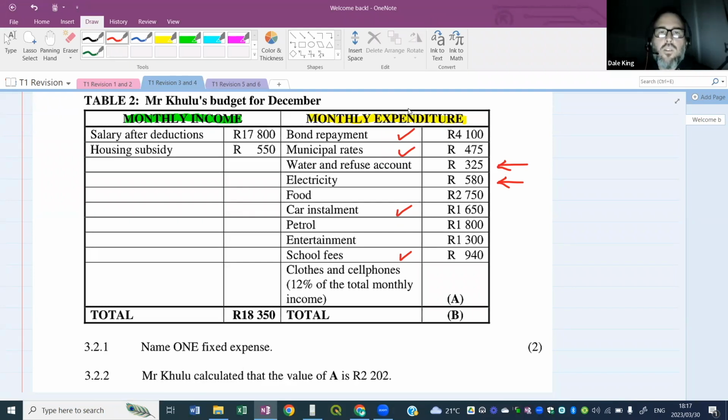Variable. Well done, Arve. Good. Well done, Sonia. Good. So it's variable. So I'll tick it in blue. So the water is variable. Electricity will be variable. Food. What do you think food is, guys? Fixed or variable? Food.